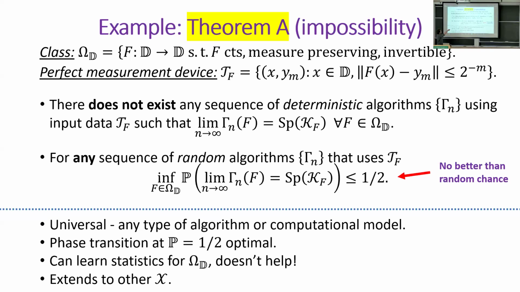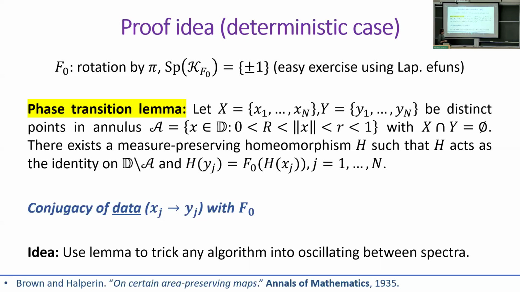Notice that this is a very nice class of dynamical systems. We can learn statistics from this data, and that doesn't help us. I'm going to show you it for the disk, but the proof idea extends to other state spaces as well. So this is saying we can't construct a sequence of algorithms that converges. Let's go through the proof idea in the deterministic case.